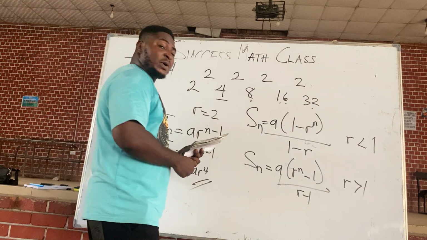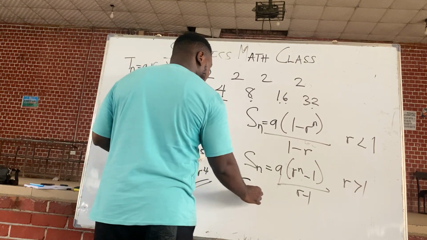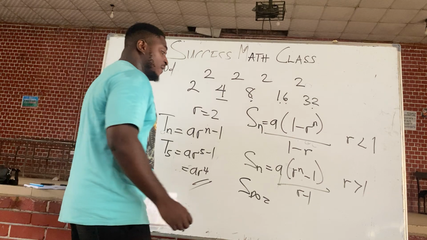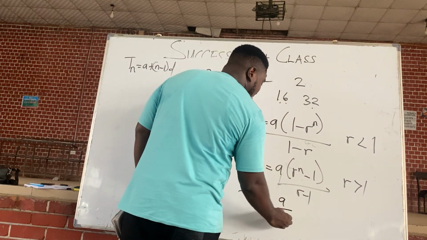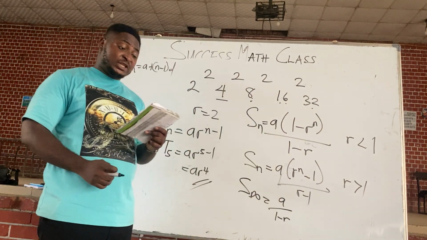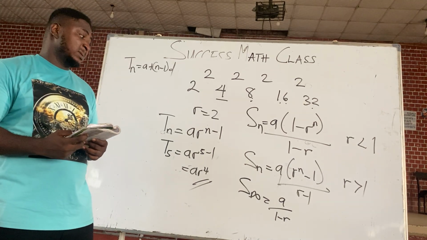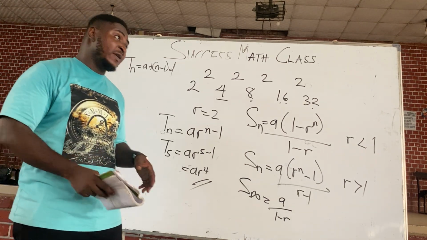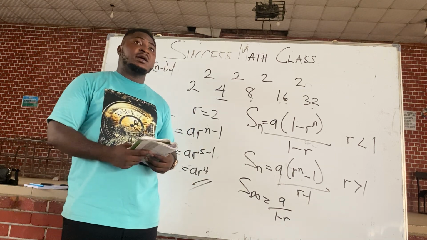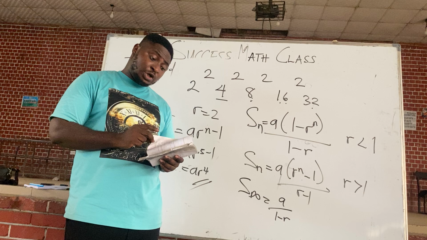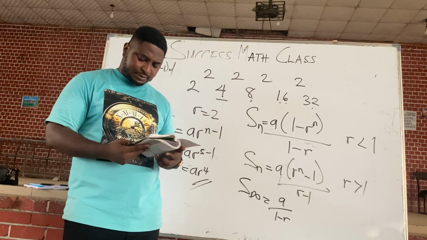Class, a very likely question is the sum to infinity of a GP. You can be asked to find the sum to infinity of a GP. The formula is A all over 1 minus R. Sorry, A all over 1 minus R. Sum to infinity of a GP.